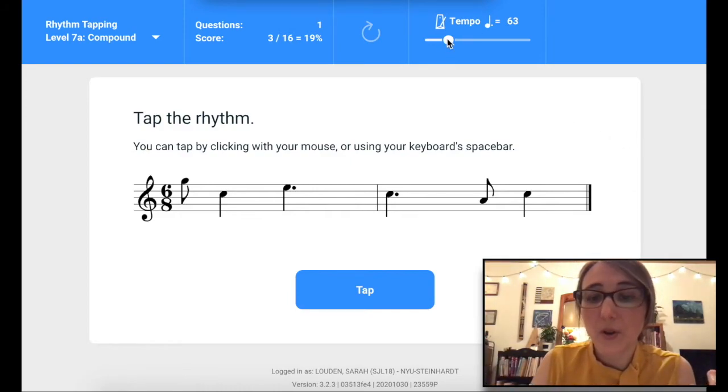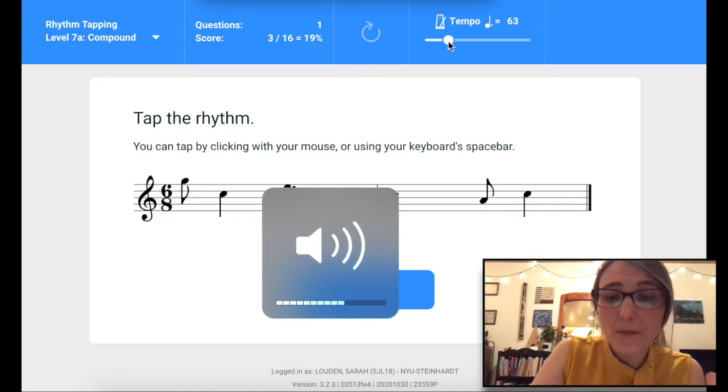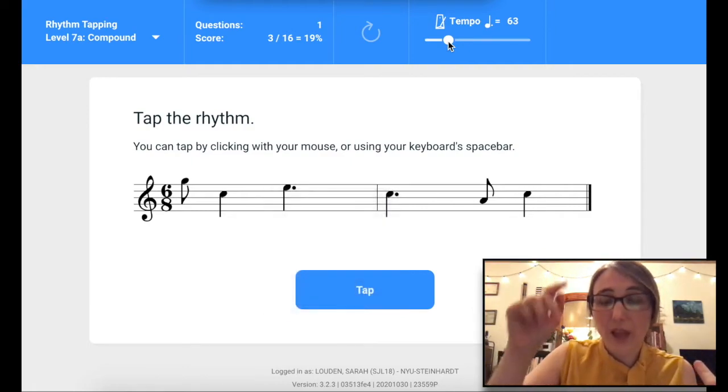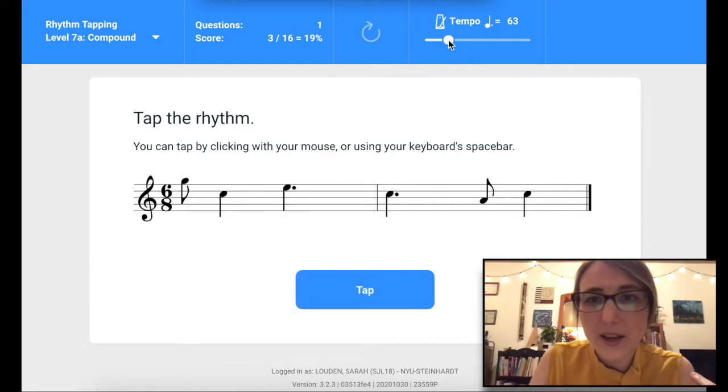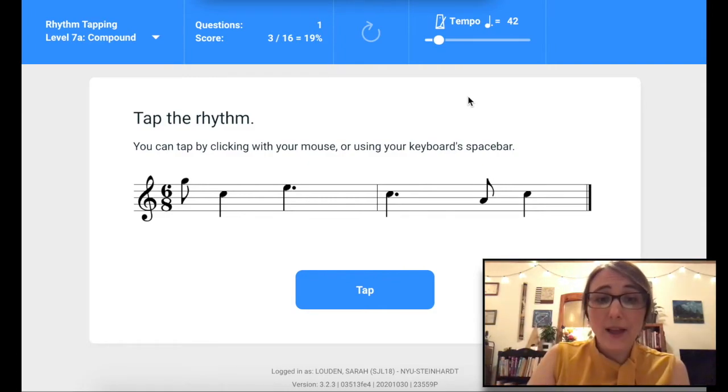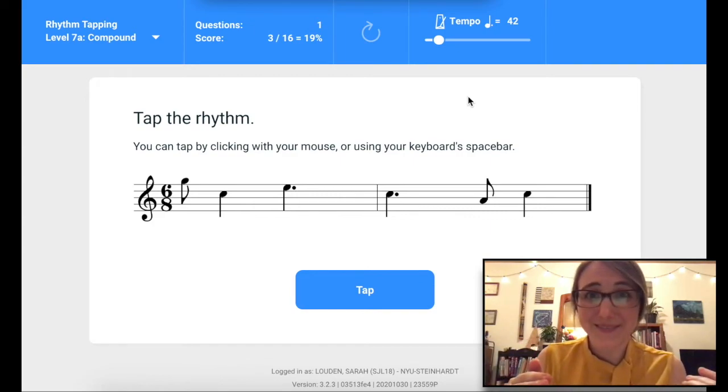So just turn up the volume when you feel like you're ready. Make sure you come in on one. Listen for the high pitch. So you're one and a two and a. And if it sounds too quick for you, it's okay. Just turn it down a little bit. Just turn the tempo down up here. So one and a two and a, one and a two and a is what I would tap in. Got it?